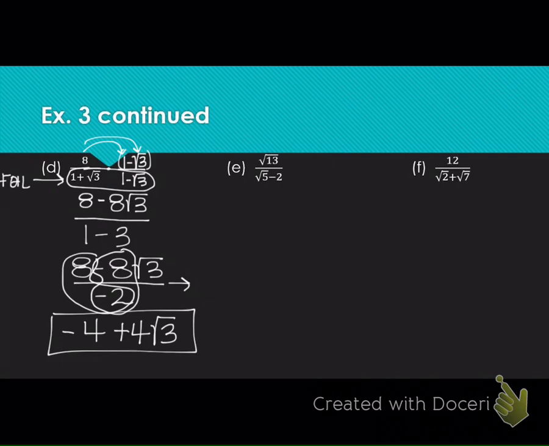Let's move on to letter E. Can anything be simplified before we start conjugating or before we start rationalizing this denominator? No. So we're going to multiply by what? Claire, what's the conjugate this time that we're going to put over itself?